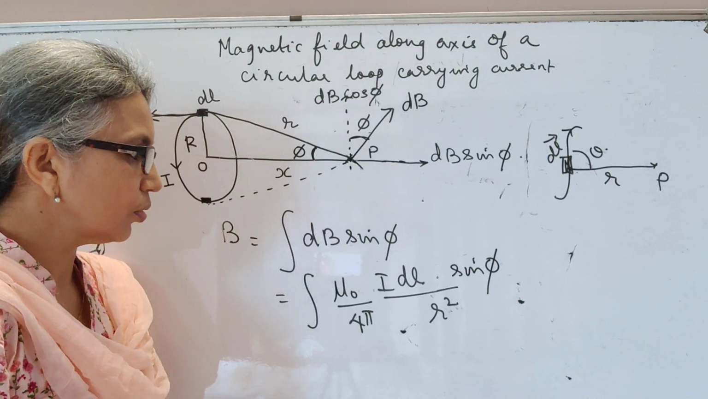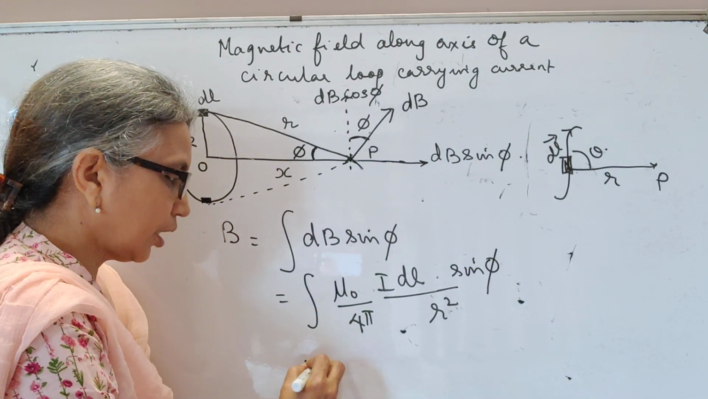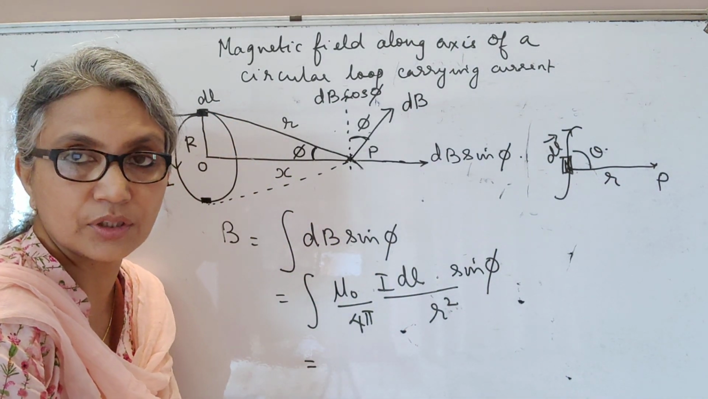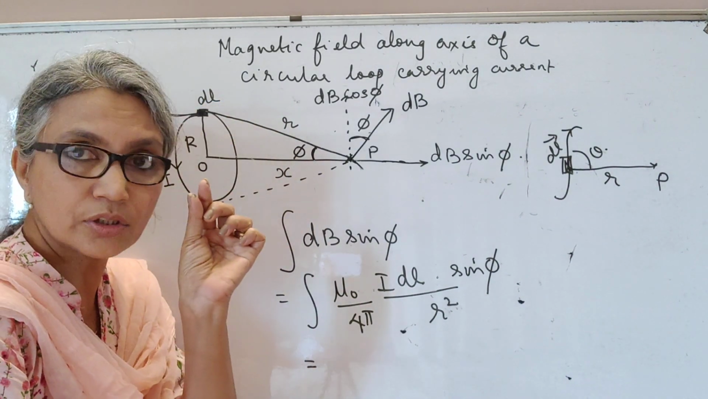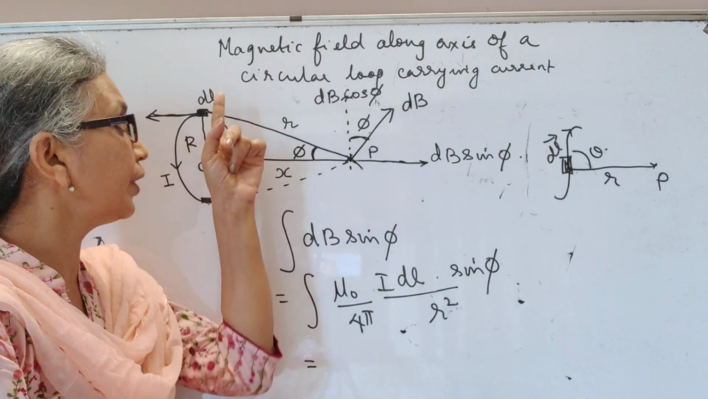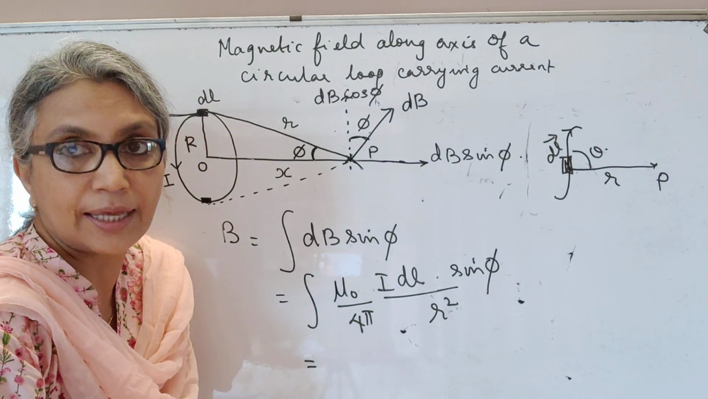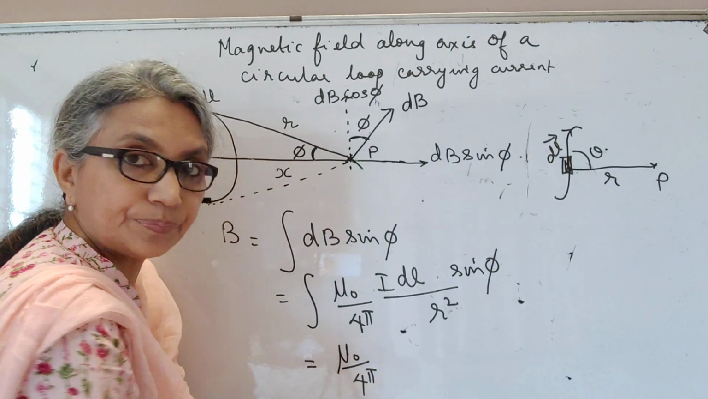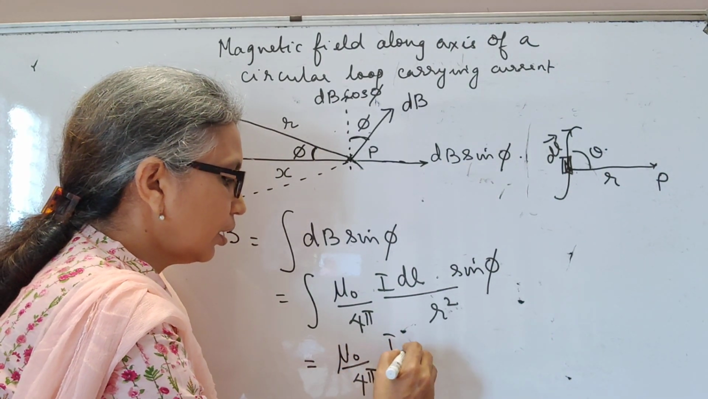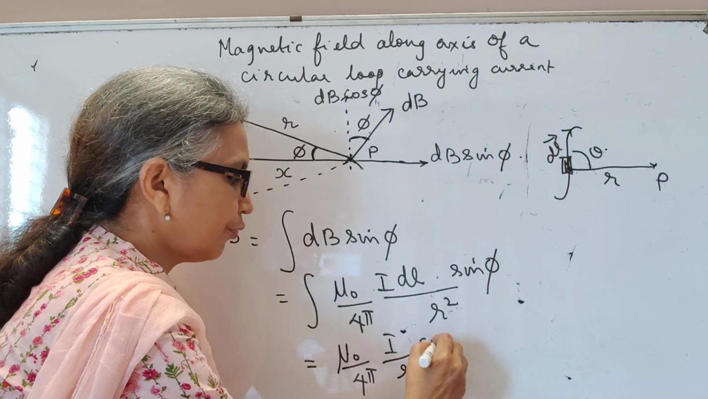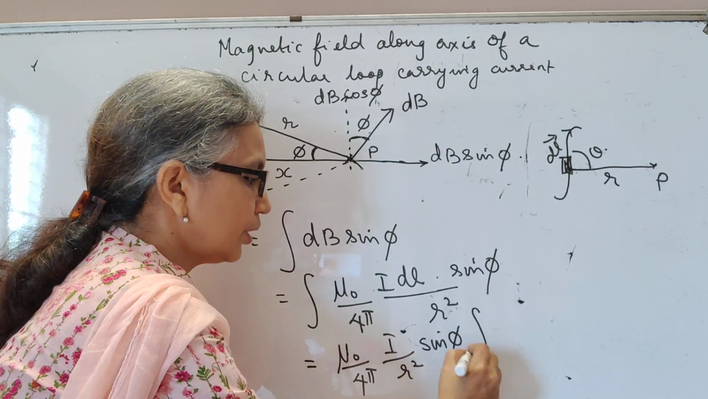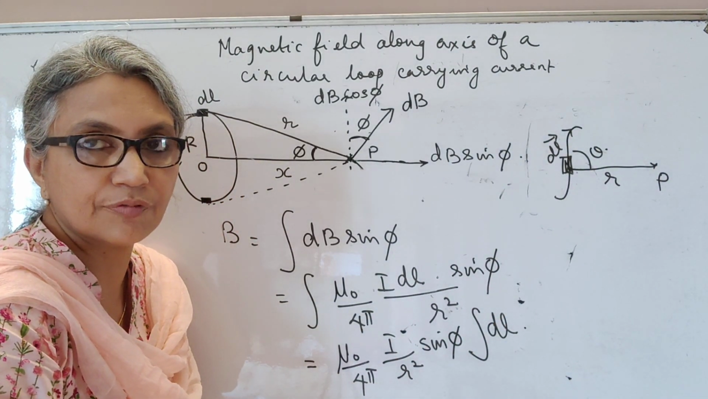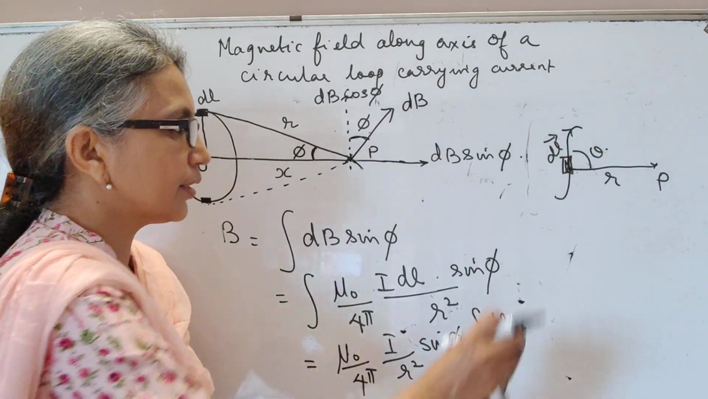Alright. Now I'm going to integrate only dl. I'm going to add up all the dl to get a total of 2 pi r, because dl, I told you, is a small element on the circumference of that loop. So if I integrate the whole circumference, you should get 2 pi capital R. So I may take everything outside: mu 0 by 4 pi, I by r square, sin phi also I can take out, and I need to integrate or add up only the dl. Now if I add up the whole dl, I get the circumference 2 pi capital R. So that's the next step we're going to do.